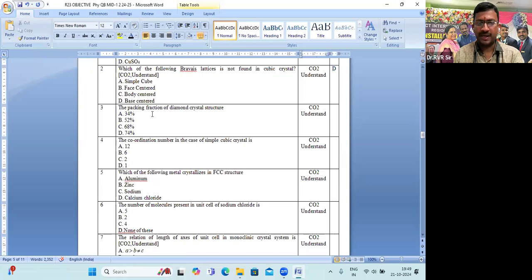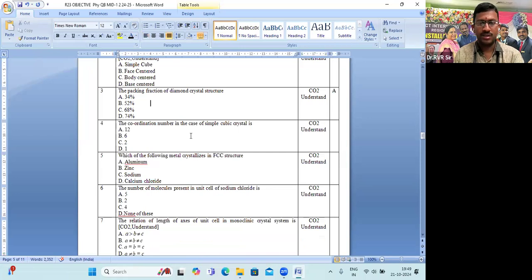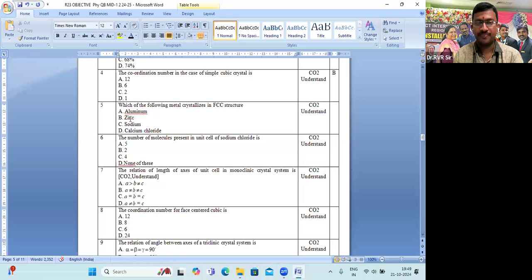Now coming to the packing fraction for diamond crystal is, already we solved this model problem in our regular class. Option A is the right answer. The coordination number in case of simple cubic crystal is, it is also we discussed in our regular class. Option B is the right answer, 6. Which of the following metal crystallizes in FCC?